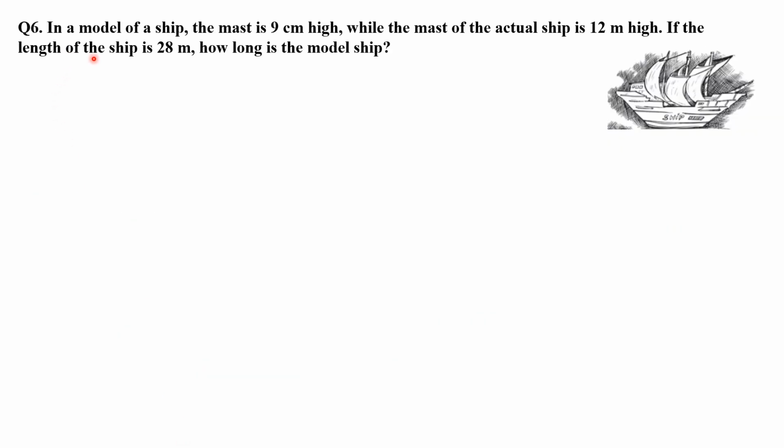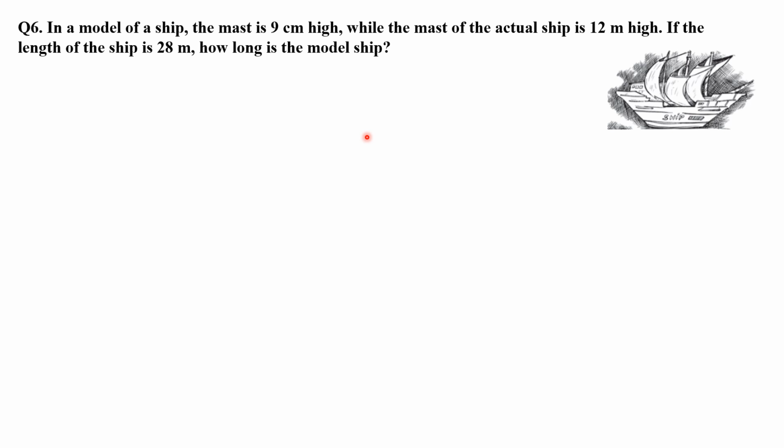Now question number 6. In a model of a ship, the mast is 9 centimeter high, while the mast of the actual ship is 12 meter high. If the length of the ship is 28 meter, how long is the model ship? So here it is given that in the model ship the mast is 9 centimeter high, this is the mast. When this is 9 centimeter high in the model ship, in the actual ship it is 12 meter high. So same way, if the actual length of the ship is 28 meter, you have to find how long the model ship is.